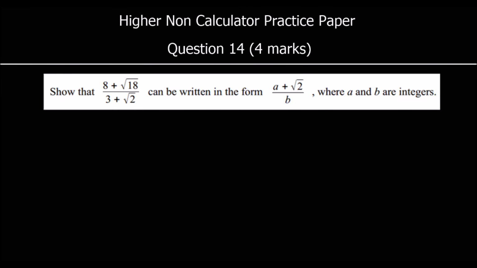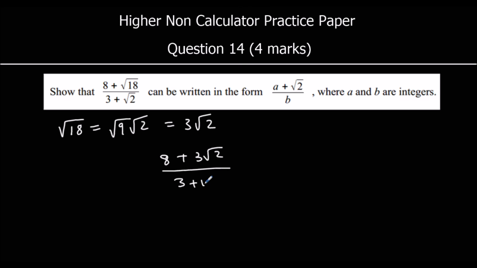Okay, one for you to try. So pause the video and give it a go. So this time we've got 8 plus root 18 over 3 plus root 2. So I'm going to change square root 18. Square root 18 can be simplified. It's got a square number in it. It's got a 9 in it. So it's root 9 root 2, which is 3 root 2. So I can change the question to 8 plus 3 root 2 over 3 plus root 2.